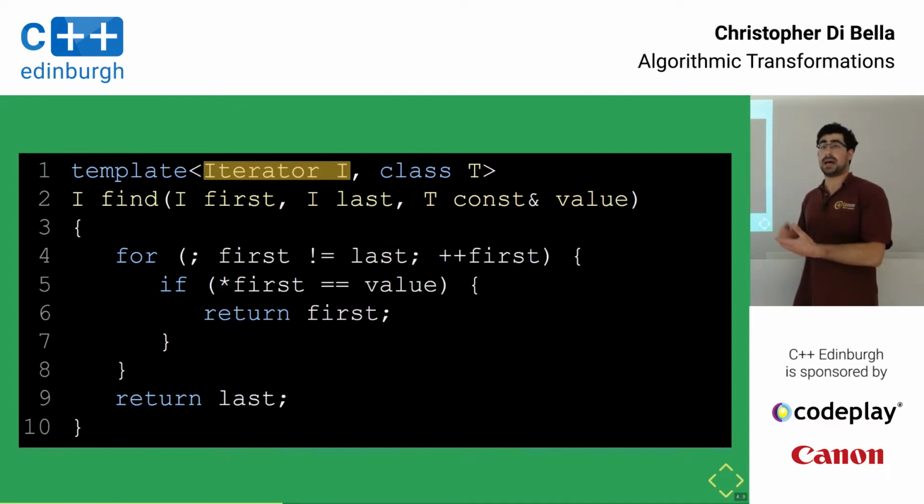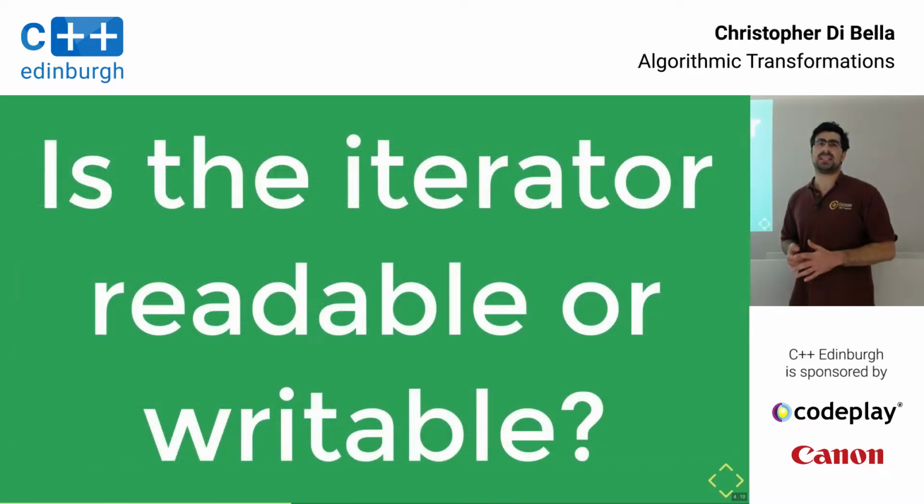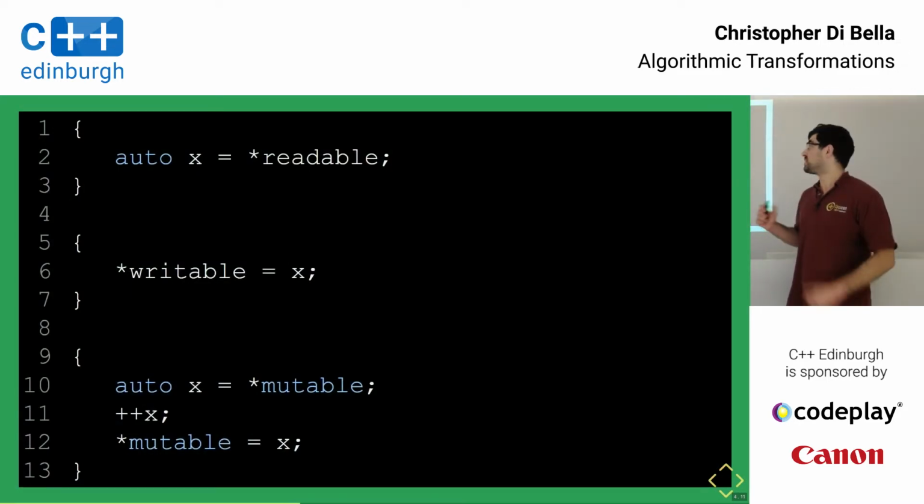Now, the real find has a bit more to it than this, but we're going to walk through this and then branch off before we would complete the find implementation. One question we need to ask is, is this iterator readable or writable? Now, the easiest way to explain this for now is that if we are trying to read from the iterator, then that would indicate that it is a readable iterator. That means that we can take a value from it. If it's writable, then it means we can write a value to it. And mutable iterators are iterators that we can read from and write to.